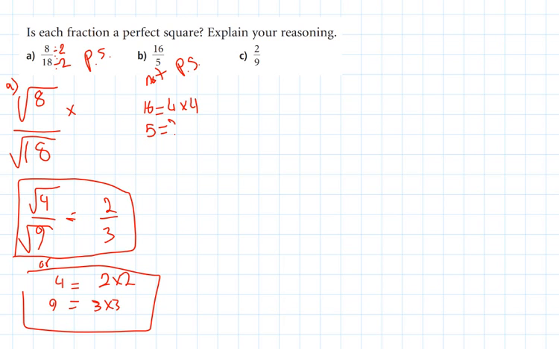Same thing, C, also not a perfect square, because 2 is another prime number, but 9 is. So 9 is equal to 3 times 3, but 2 does not have any two, again, rational numbers multiplied together that would give us 2.